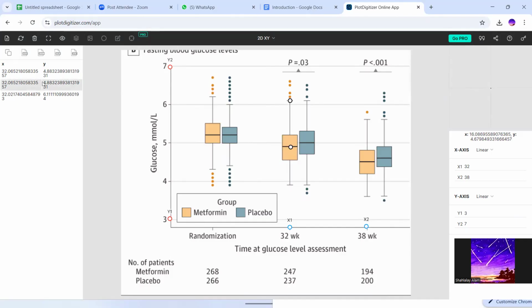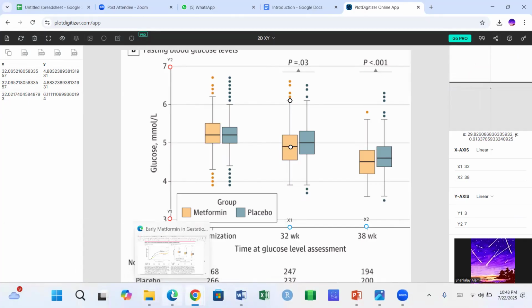Now 4.8 is my mean, and what shall be my standard deviation? My standard deviation shall be 6.1, because this 6.1 value is basically this upper horizontal limit. So 6.1 minus 4.8, 1.3. What is my standard deviation? My standard deviation is 1.3. My mean is 4.8 and my standard deviation is 1.3. Mean 4.8, 6.1 minus 4.8. So this is for mean and standard deviation extraction.